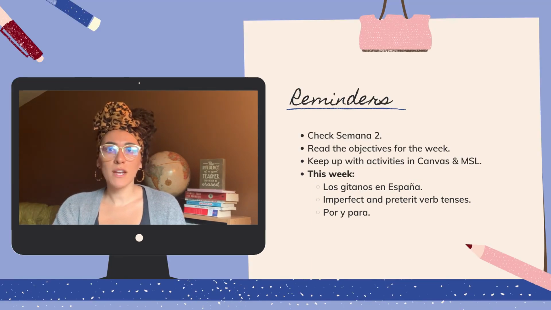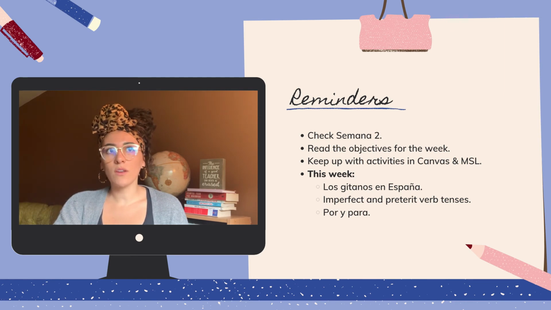Remember, you should check Semana 2 and read the objectives for this week and keep up with the activities in both Canvas and My Spanish Lab. This week, you will be learning about one of my favorite topics in this course, Los Gitanos en España. You'll do some activities about this topic, and we will discuss it a little further in our instructor-directed lab. Also, you will practice the imperfect and preterite verb tenses and the uses of por y para.